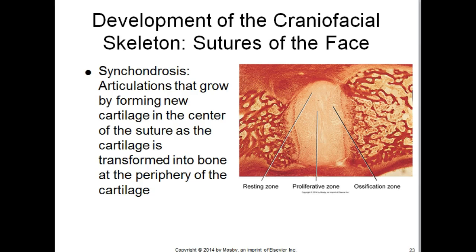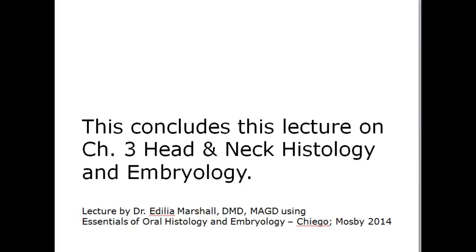A synchondrosis is a rigid union between two bones formed either by hyaline cartilage or fibrocartilage. This concludes the lecture on Chapter 3, Head and Neck Histology and Embryology.